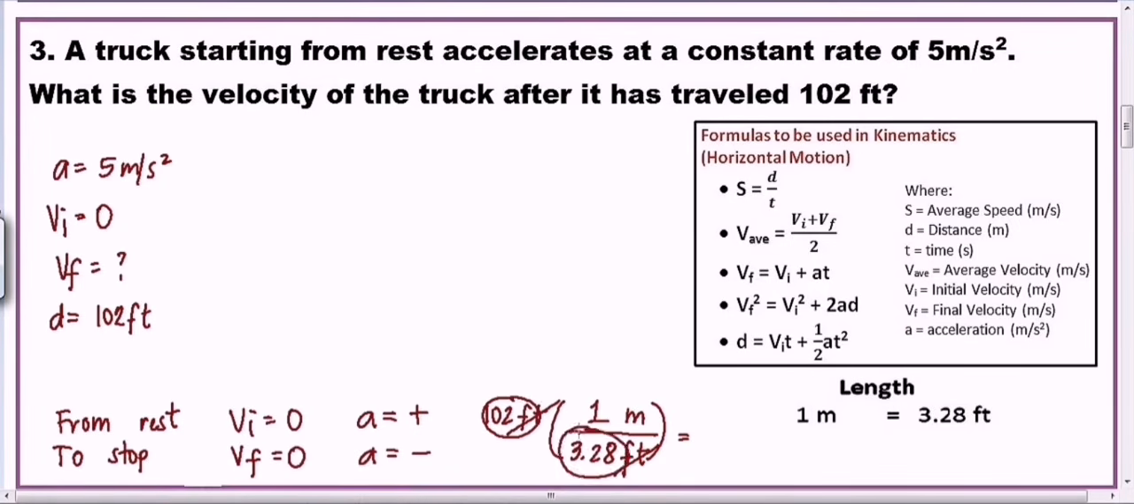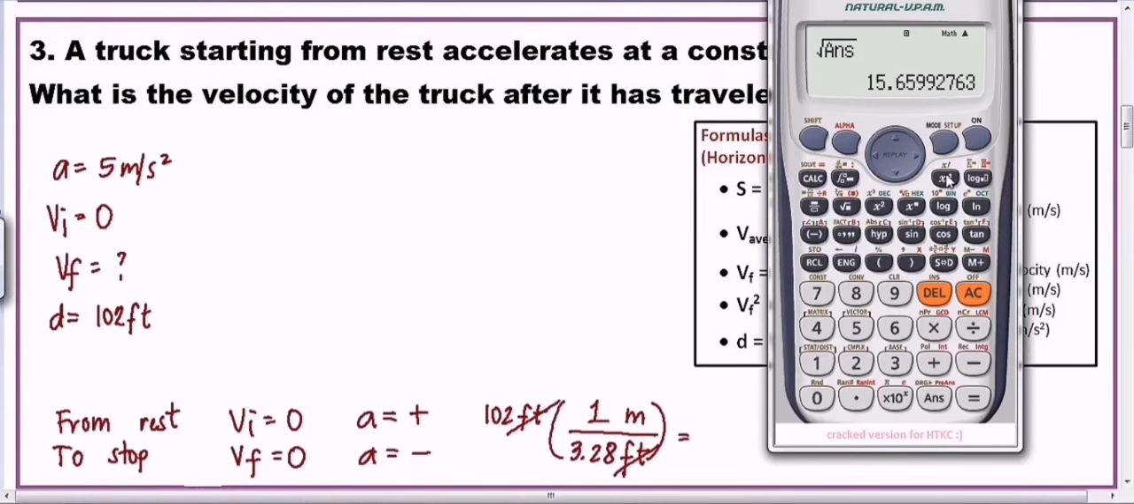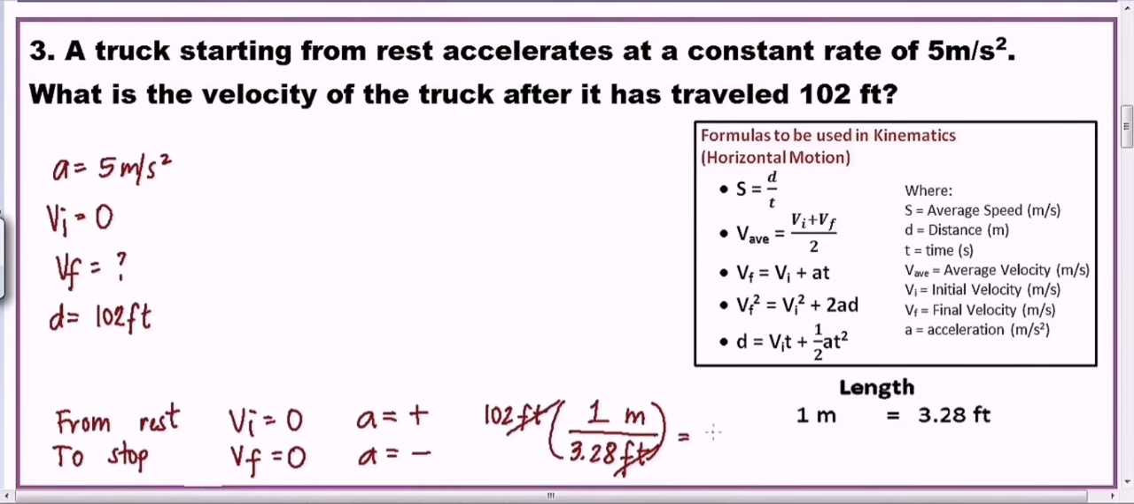So, i-divide yan kasi numerator to, denominator to. So, gamit na tayo ng calcu. Let's have 102 divided by 3.28. Okay? So, the answer would be 31.1. Okay, ibig sabihin, 102 feet, meter na to guys. So, 102 feet is equivalent to 31.1 meters. Ayan, parehas na silang meter. Okay? So, wala na tayong problema.